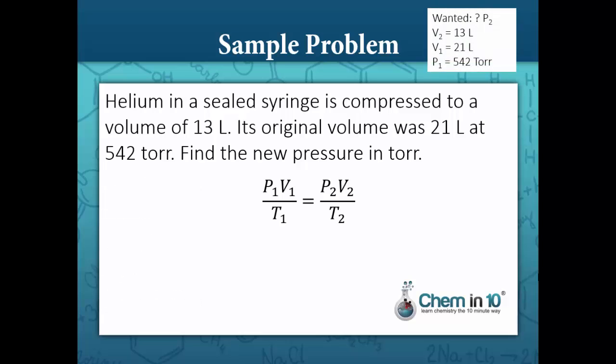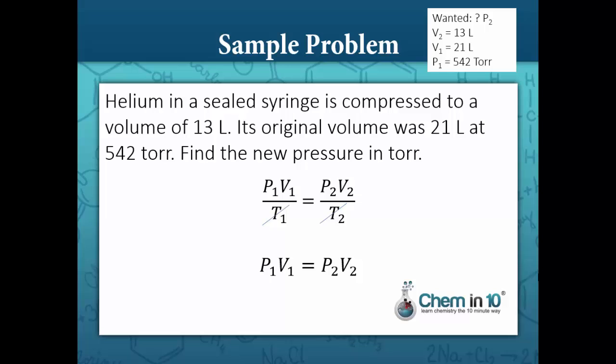Using our combined gas law, you notice there's something missing. We're given P, we're given V, we're not given T. So when T is not given, or when it says temperature is held constant, we can eliminate that from the equation because what they're saying is that the initial temperature and the final temperature are the same. So our combined gas law equation becomes Boyle's law.